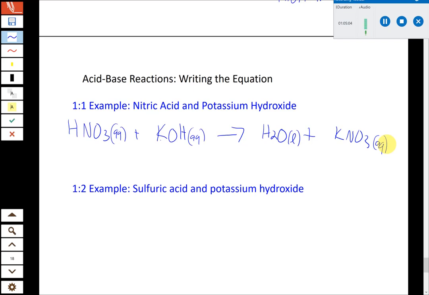Now to do coefficients for acid and base reactions, I mean, you could just inspect the whole thing and try to make sure it's balanced. The way that I like to think about it is look at the number of H plus and OH minus that your acid and base have.